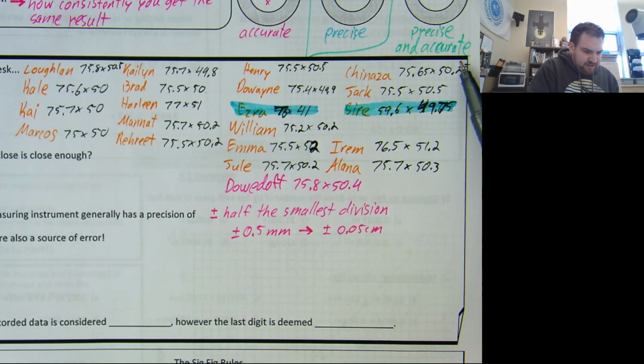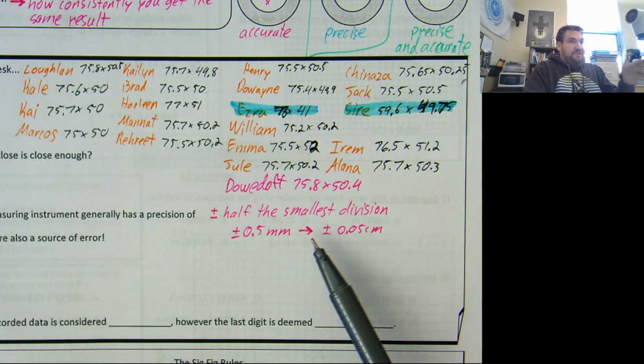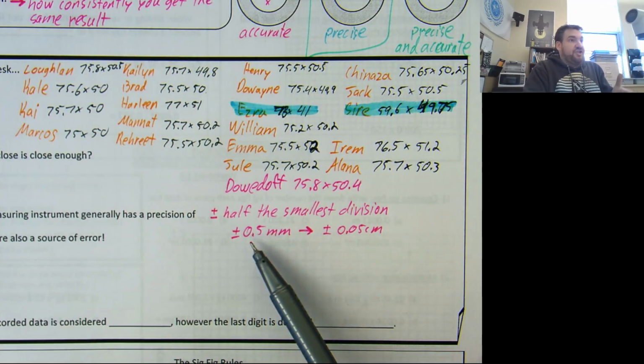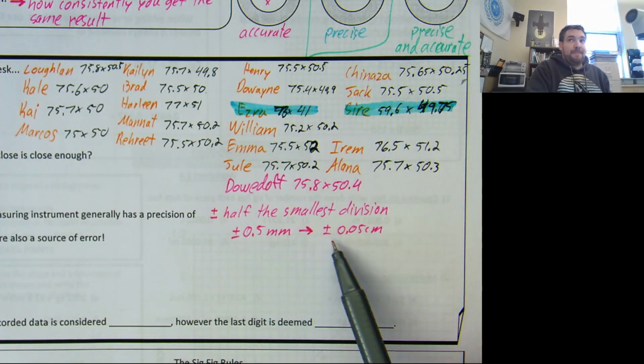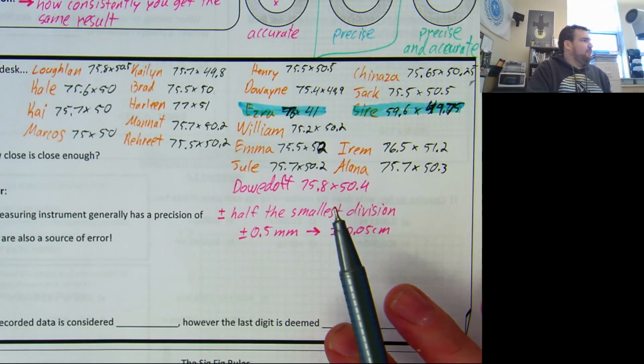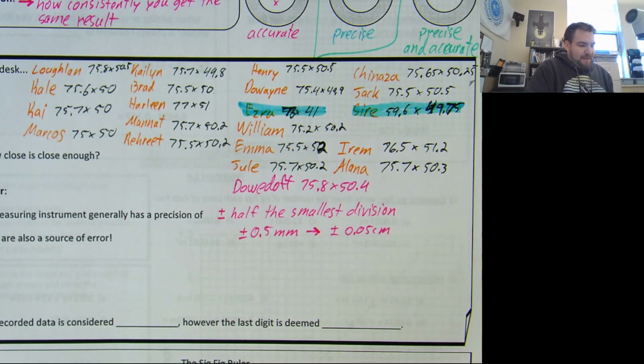Sire and Chinaza were the only ones that did. This is entirely reasonable. Some of you may have had, depending on how they're labeled, 2 millimeters as the division. If 2 millimeters was the division, then half of that would be 1 millimeter. Some of you might only have been able to go to 1 millimeter. Does any of you have that on your measuring device? None of you, every one of you had millimeters? Okay. But you yourself are also a source of error.